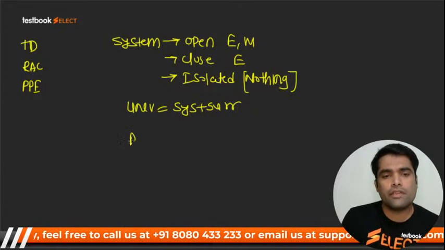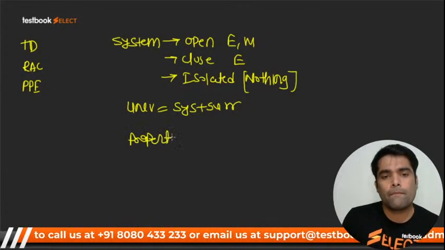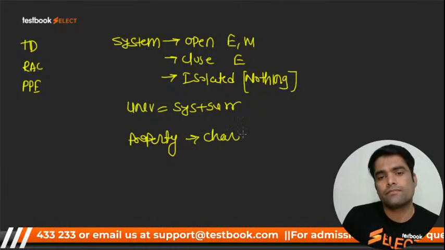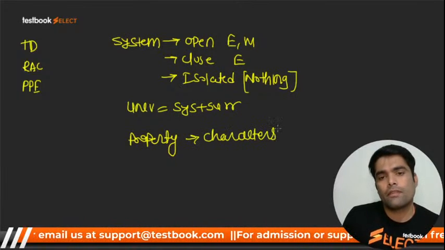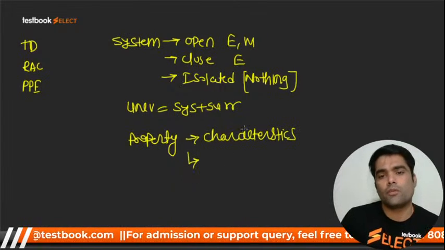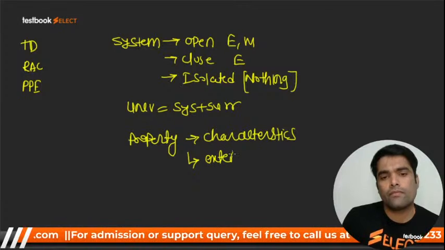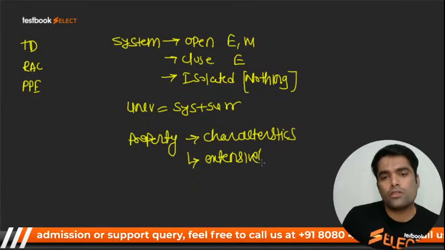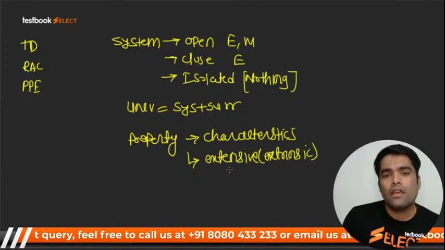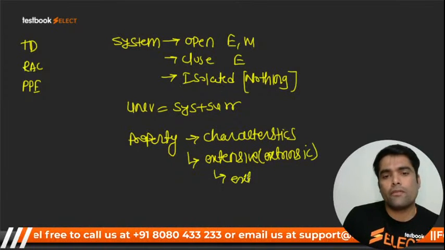And then, my dear, we have seen property. Properties are nothing but characteristics, and these are of two types. The first one is extensive, which is also known as extrinsic. It depends on the extent of mass.